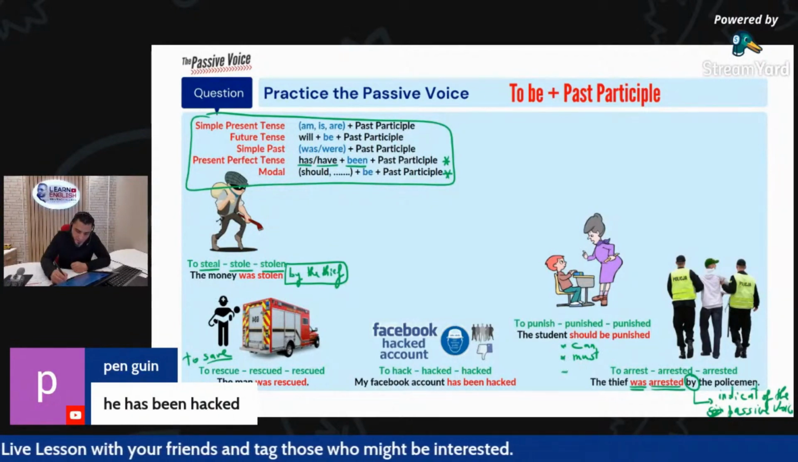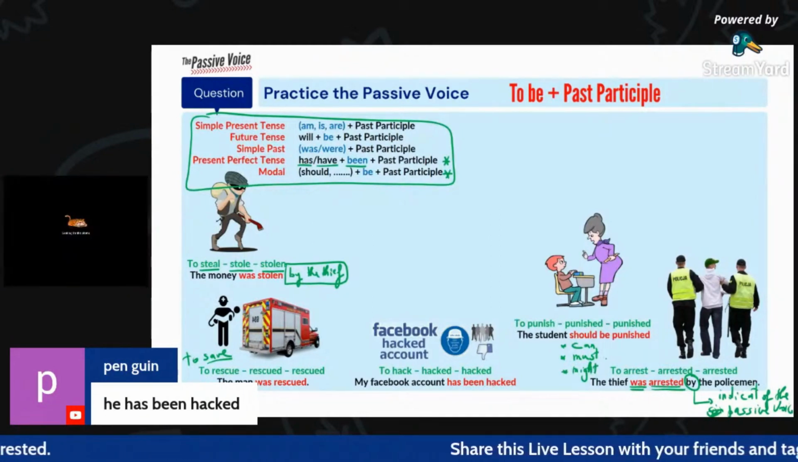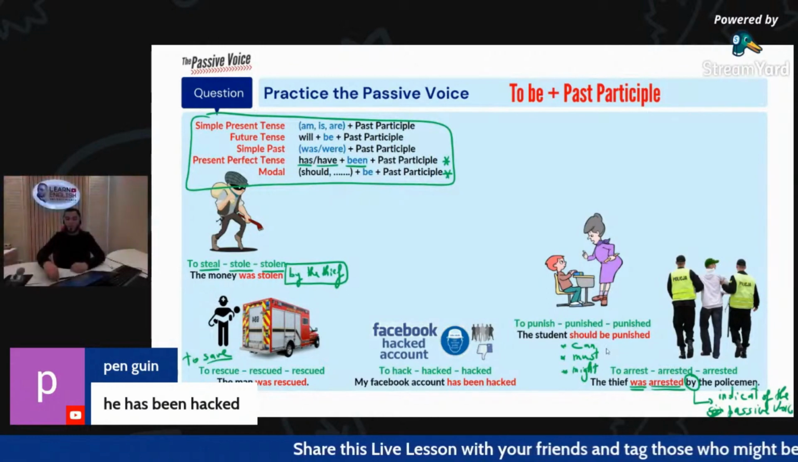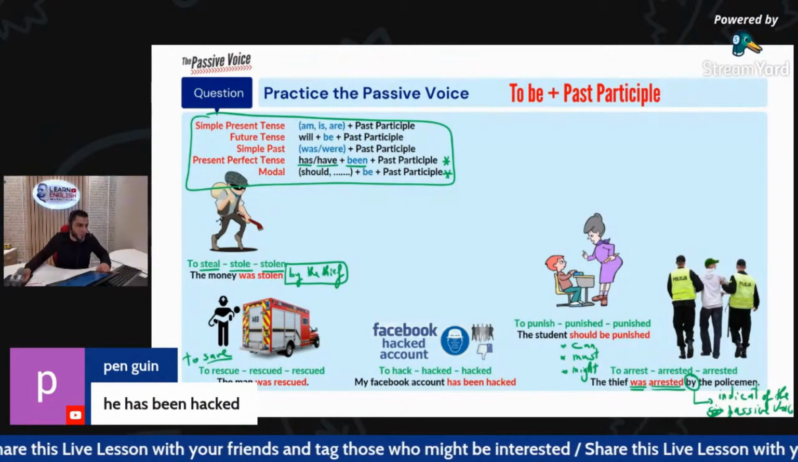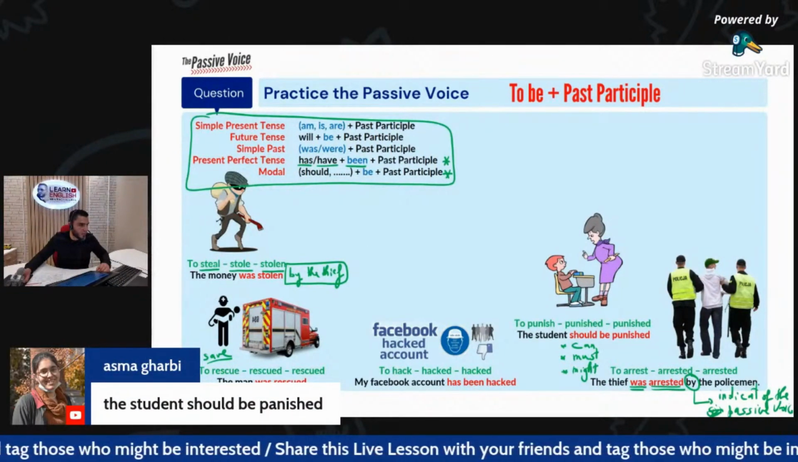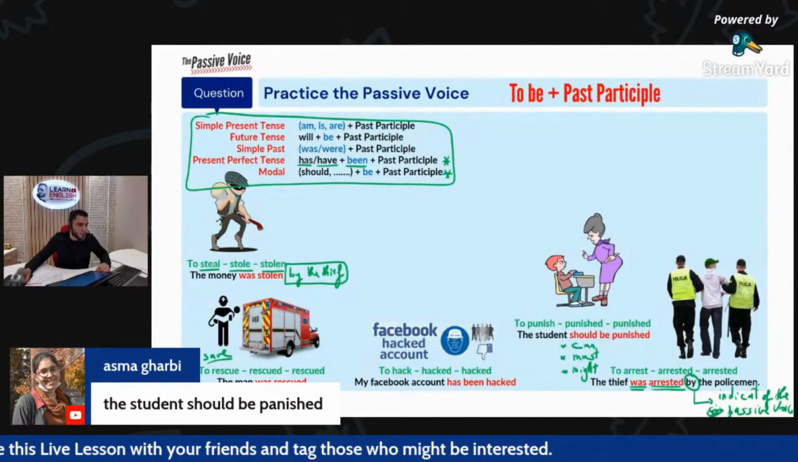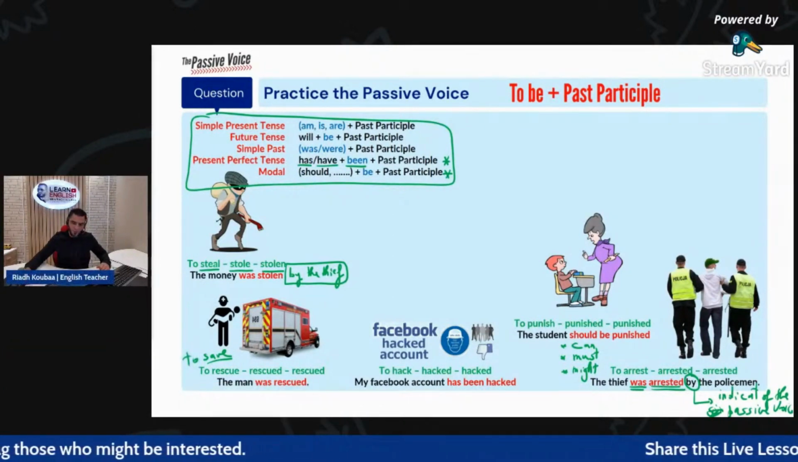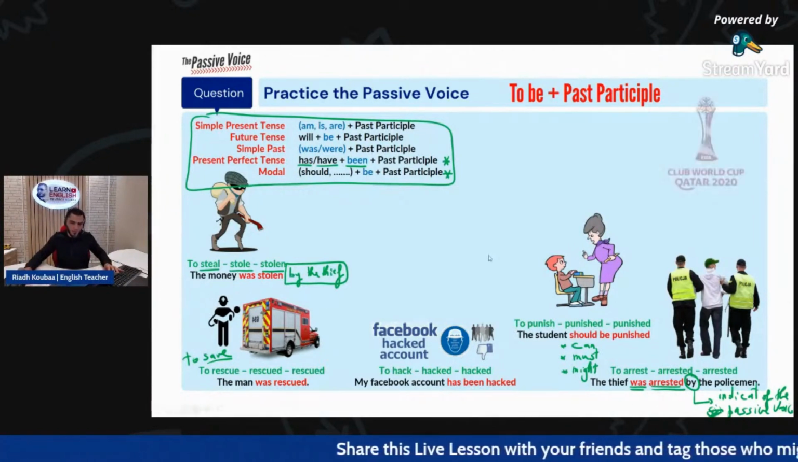Can, must, or we can say might if I want to express probability or possibility. Must for obligation if the student really made a big mistake. Excellent. So the student may be punished. The student should be punished. Very good. Asma Lagerbi, excellent. Then we have Jihan. The student must be punished. Excellent.